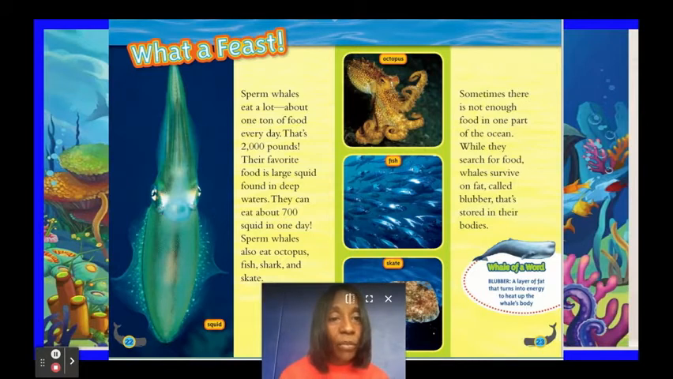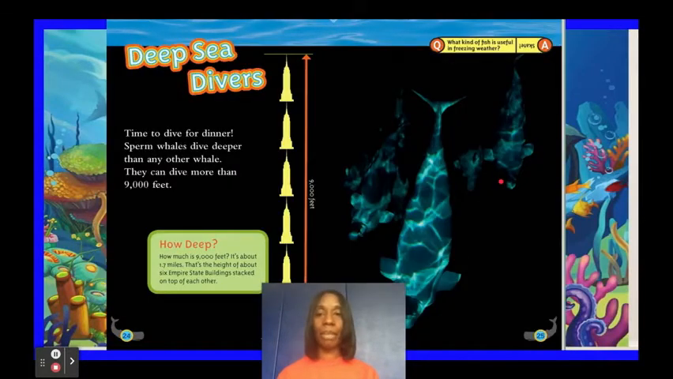Sometimes there's not enough food in one part of the ocean. While they search for food, whales survive on fat called blubber that's stored in their bodies. Deep sea dive. Now, we've learned here, scholars, that sperm whales can dive extremely deep and they're usually looking for food.